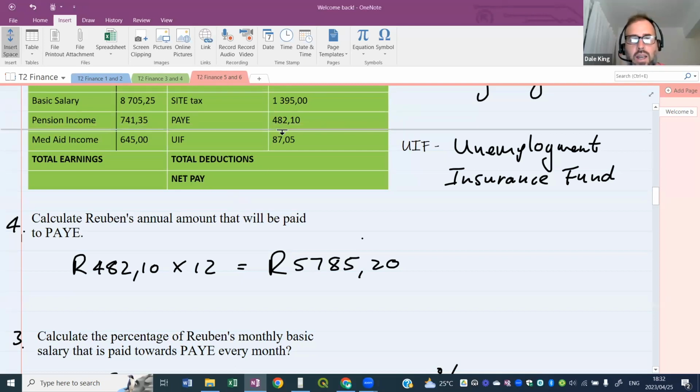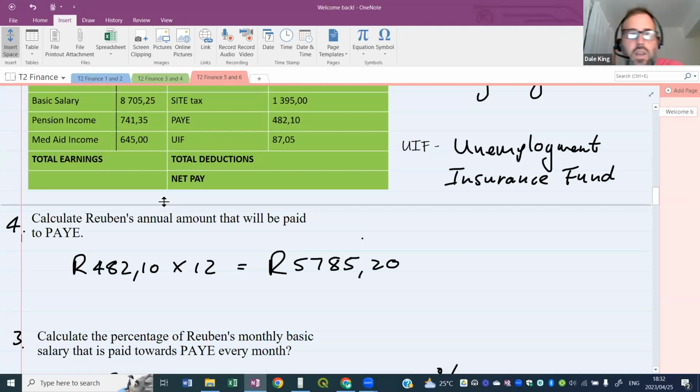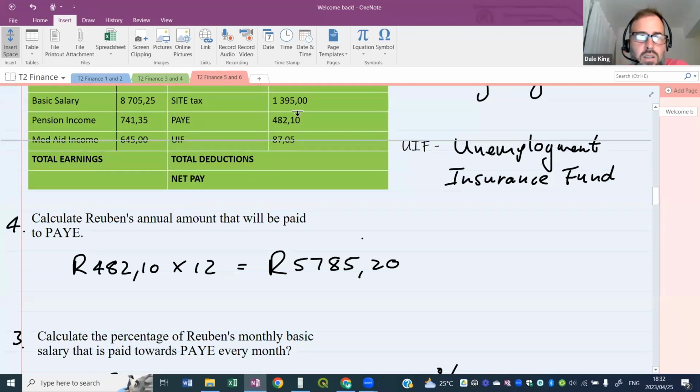Because I have a rough idea of what percentage PAYE is in terms of your basic salary for the normal tax tables, which you're going to see on Thursday. So I'm interested to find out in this salary slip here, we've got 2 taxes. We've got site tax, which is the old one, which is not used anymore. And we got PAYE tax that you pay as you earn. These 2 taxes here, I want to know what percentage they are of his basic salary.